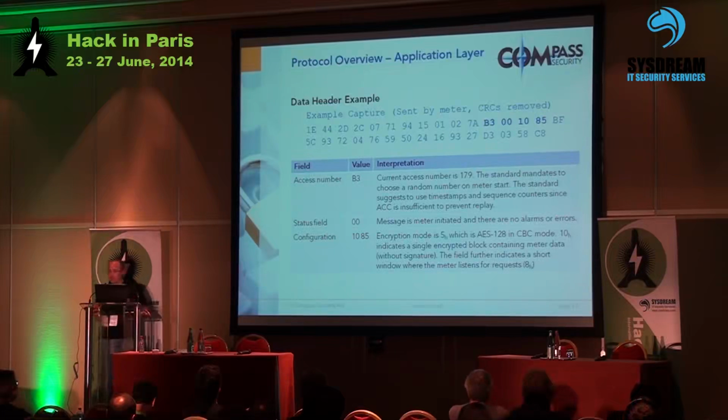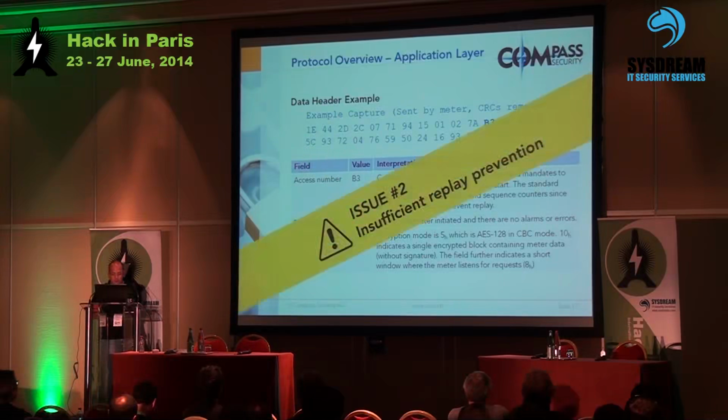But we don't have sufficient replay prevention because the access number is basically telling the receiver which number of message it was. Okay, but if you're going to send 255 messages, then the same access number will occur. And these meters are configured to send their values. Some do it every 10 seconds, some do it every minute. So it's very likely that these numbers will just turn over and start over.